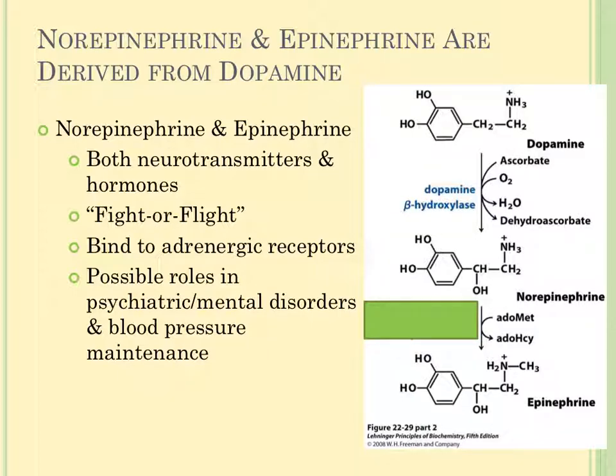Adomet, methyltransferase. Now this one is a little trickier. This one's got a very, very specific name. First of all, let's break it down. This is a methyltransferase. What position is being methylated? The N. Okay, so that would put it together.